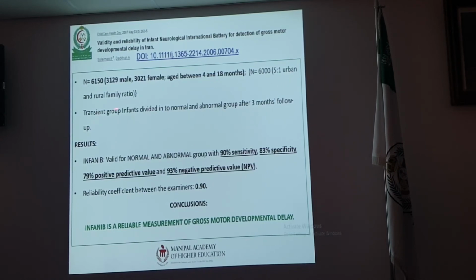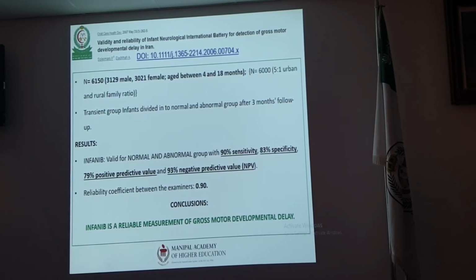The transient group infants were divided into normal and abnormal after 3 months follow-up. What they found is that the Infanib is valid for the normal and abnormal groups, with 90% sensitivity, 83% specificity, 79% positive predictive value, and 93% negative predictive value. So reliability overall was 0.9, that means 90%.